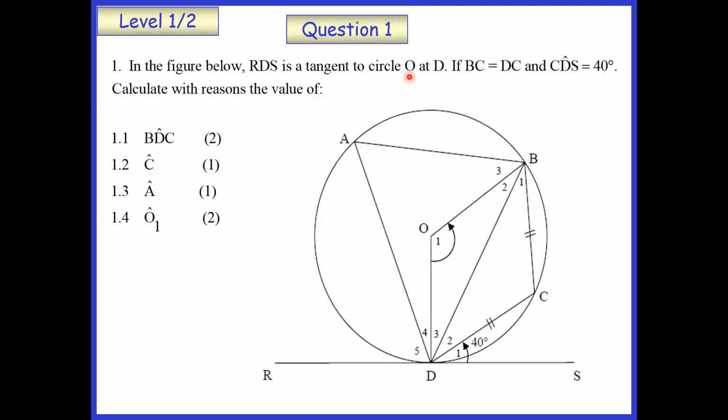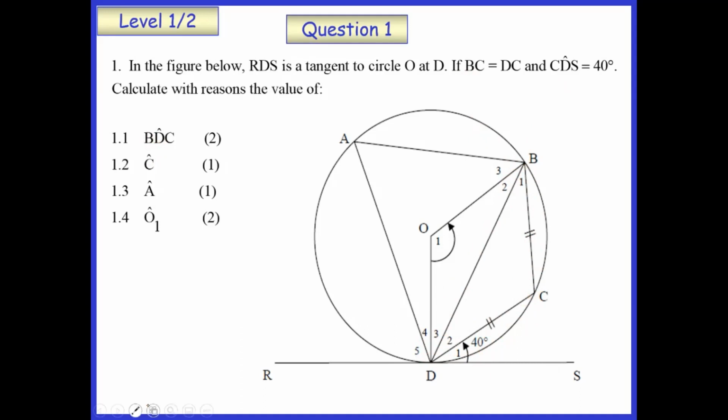Okay, circle, center O. This is the center O. They should have told us that. It's missing here. So make a note that O is the center. If BC is equal to DC, it's marked for us. We have an isosceles triangle. That's what you should be thinking about here, isosceles triangle. Then you've got CDS is given to be 40 degrees. And question 1 is to find angle BDC.